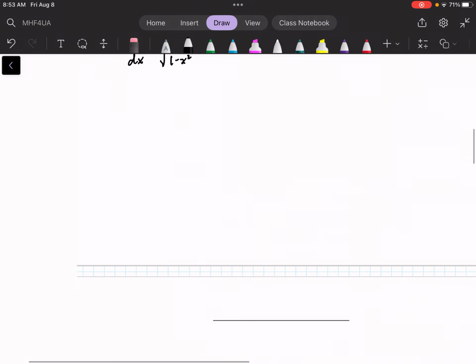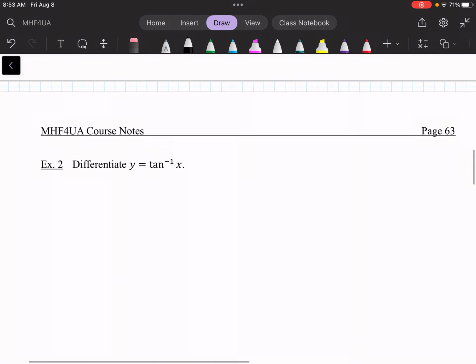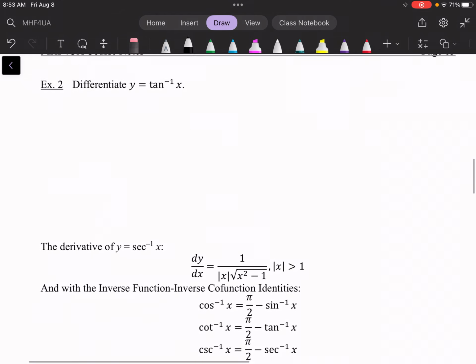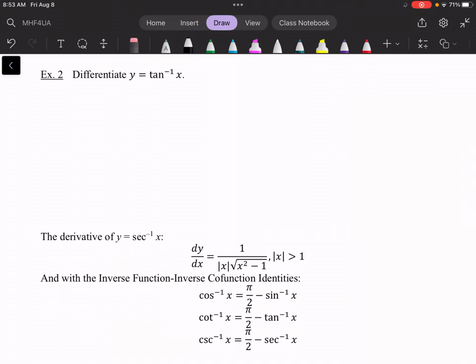Okay, so let's move on and try some other ones. We're going to try to find the derivative of y equals tan inverse of x using similar properties. So let's try writing it as tan y equals x first. We're going to find the derivative with respect to x on both sides.